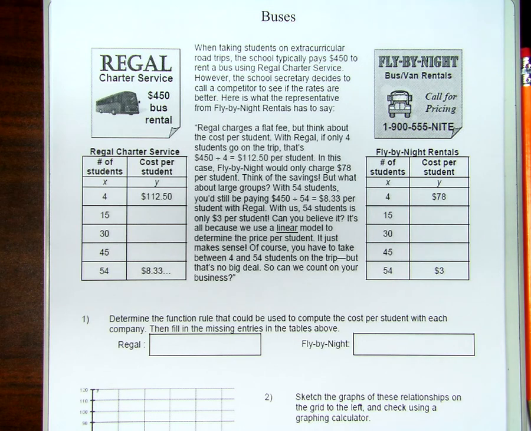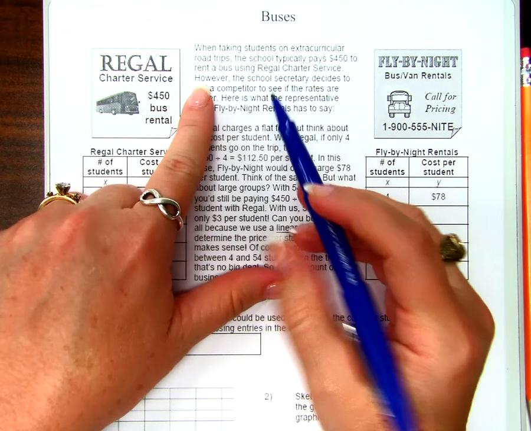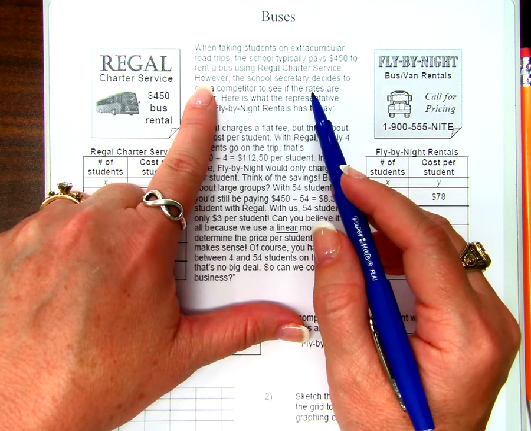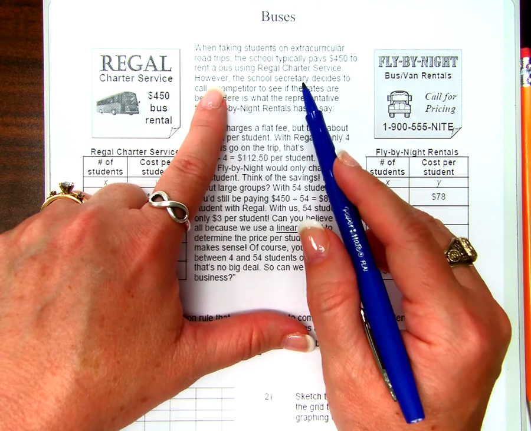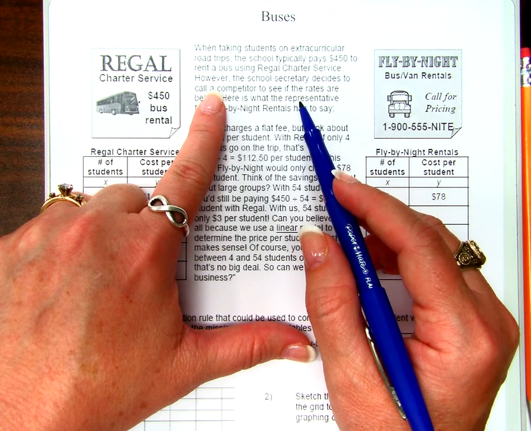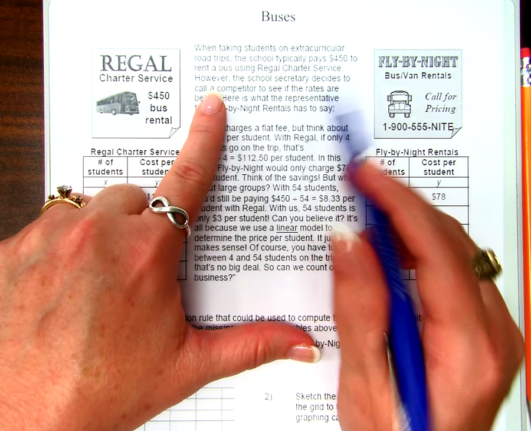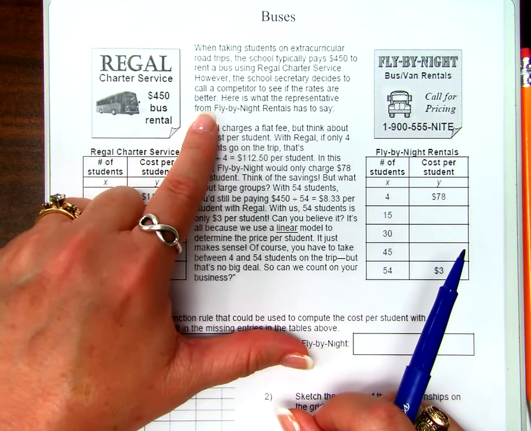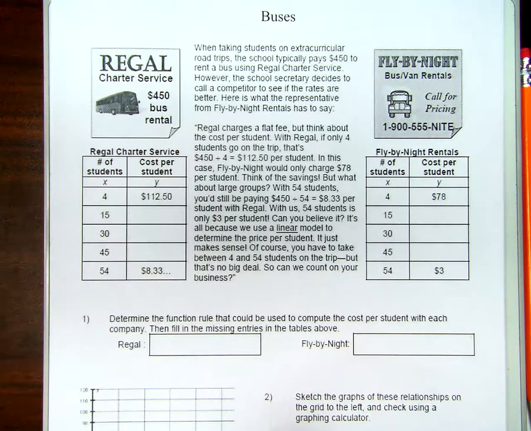When taking students on extracurricular road trips, the school typically pays $450 to rent a bus using Regal Charter service. Just so I need to explain this, apparently, this is not real. This is a worksheet for math class. However, the school secretary decides to call a competitor to see if the rates are better. Here's what the representative from Fly By Night Rentals has to say.